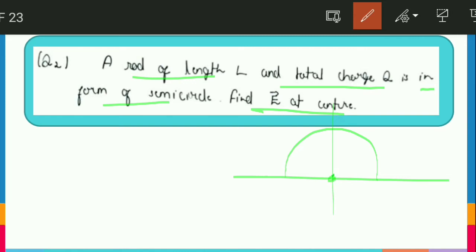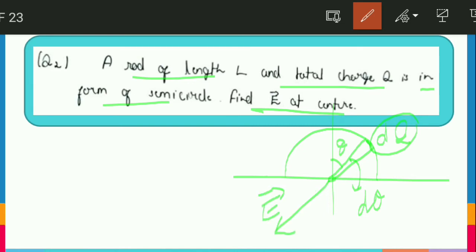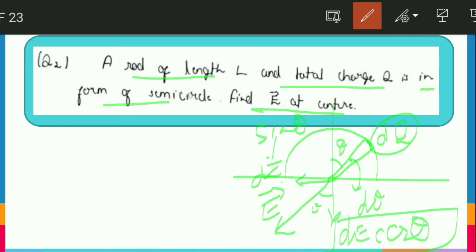So let's say at some theta we have d theta. This is our d theta, and this contains a charge dq. So let's calculate the electric field due to this dq at this point. The direction of the electric field will be here. And if this is theta, then dE cos theta will be effective, and dE sin theta will get cancelled out by its symmetrical position. So our main concern is to find this dE cos theta and to integrate it.